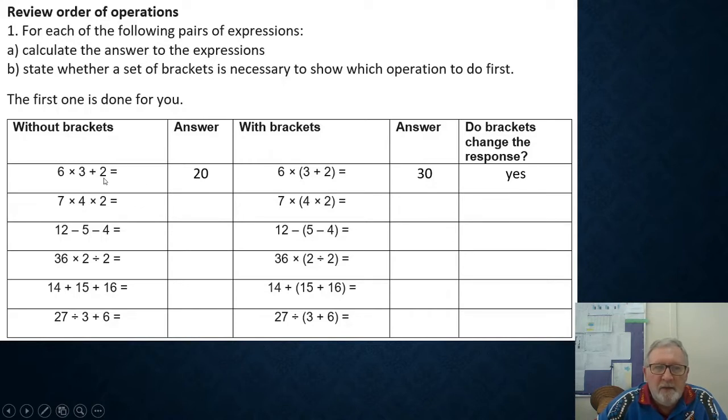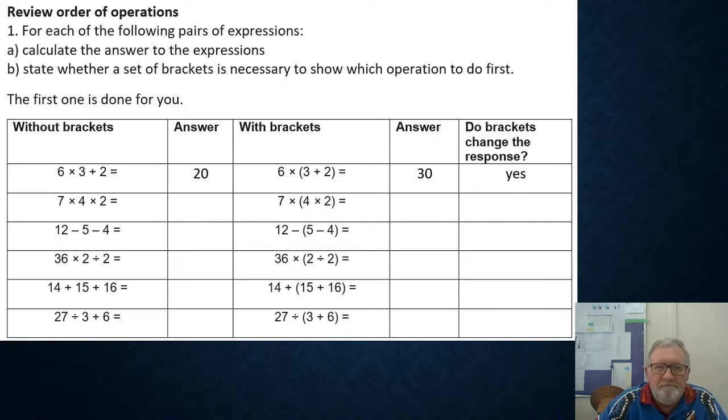6 times 3, add 2. By our conventions, we do the multiplication first. 6 times 3 is 18, plus 2 is 20. When we add brackets, we're changing the order in which these operations must be done. No longer is it the multiplication done first, the brackets tell us we have to do the addition first. 3 add 2 is 5, 6 times 5 is 30. Did the brackets change it? Yes, indeed it did. Work through each of these examples and determine whether the brackets have changed the answers. Pause the video and work through that now for me.